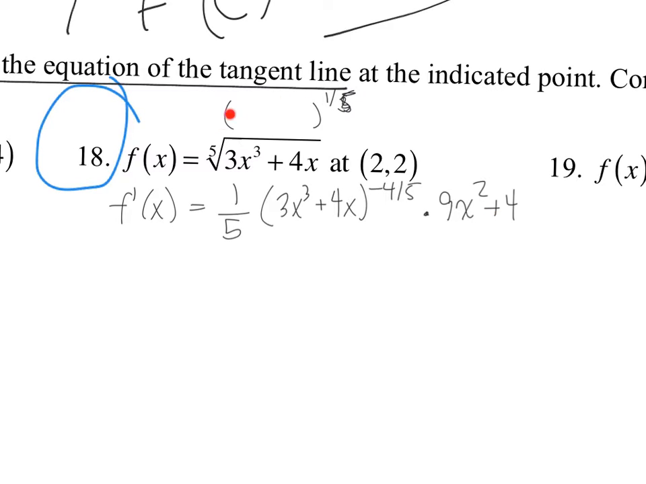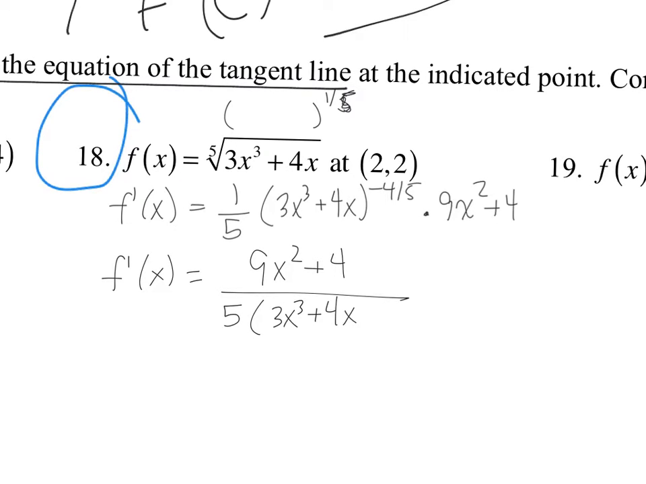So keep in mind that this is a power rule. A power rule is still a chain rule since the chain rule is always in effect. So we did d outer and d stuff. Now we're going to clean up f prime of x. We're going to write this as 9x^2 + 4 all over 5 times (3x^3 + 4x) to the 4/5 power. So we cleaned that up.